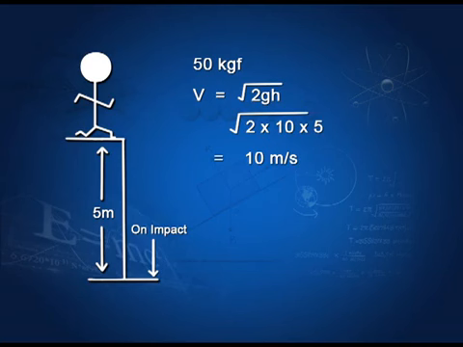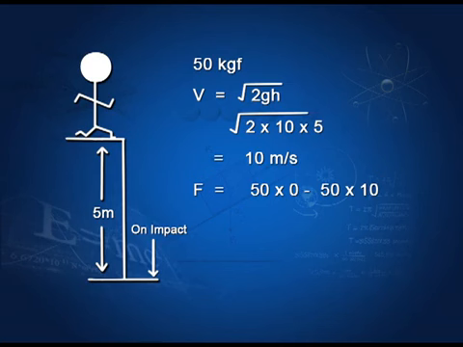Now, when this person strikes here, we need to know the time of strike in order to find out the rate of change of momentum and therefore calculate the force on impact. So, force on impact is going to be given by change in momentum, which is the mass multiplied by the final velocity, which in our case is 0, minus 50 into 10, the initial velocity before strike, divided by time.